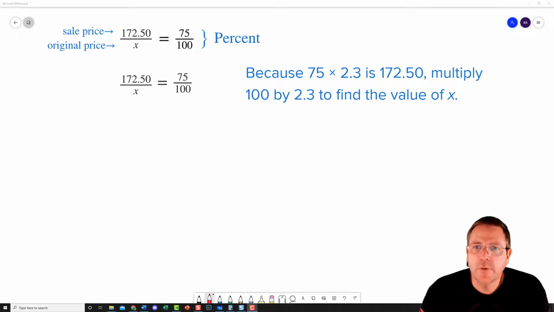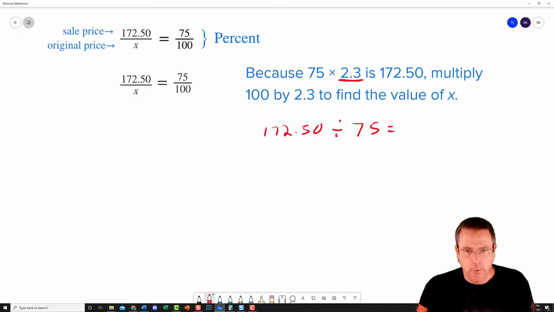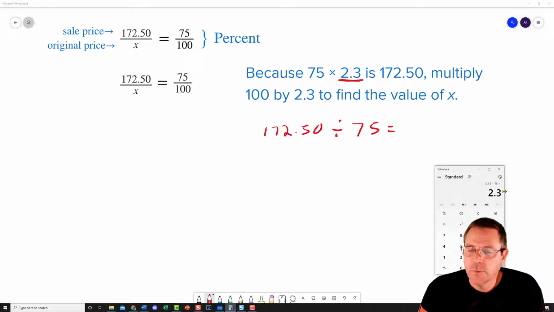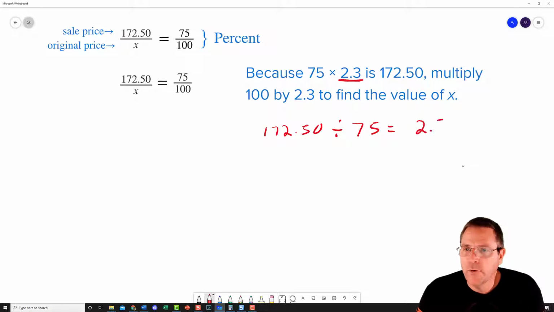So instead of doing what they did, where they said 75% of what number equaled 172.5, I'm going to go the other direction. I'm going to say 172.5 divided by the 75 is going to give me what number? And I'm going to use my calculator because I'm just being nice to y'all in this chapter. 172.5 divided by 75, that's where the 2.3 came from, 2.3.